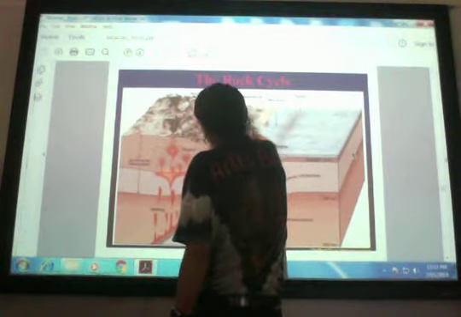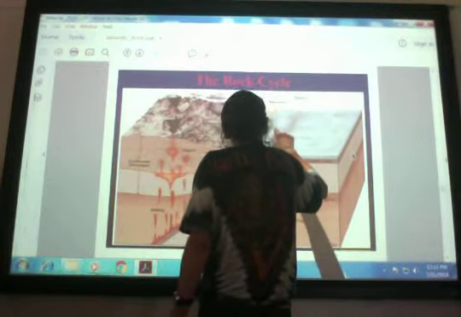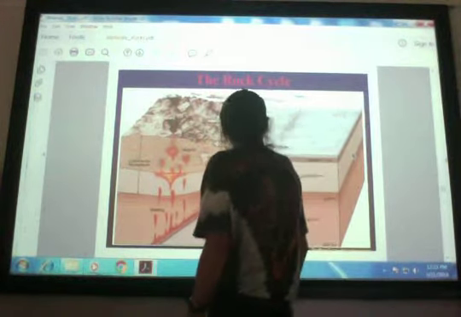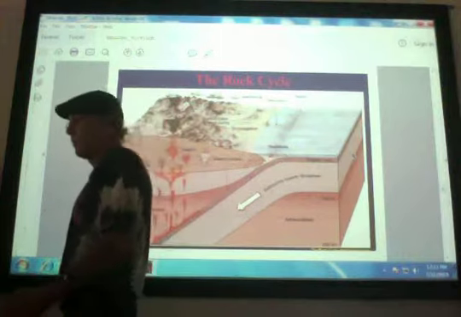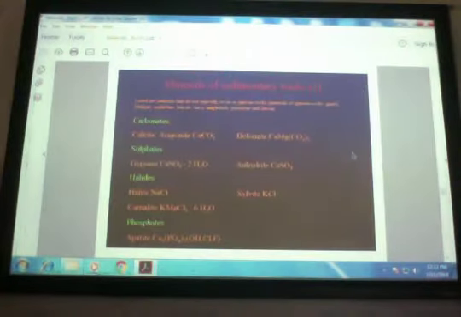Then weathering will take place of your rocks here. The sediments will become transported into the ocean or into the river. There it becomes sedimented, and then the whole thing starts again. So then we are going to the next slide.